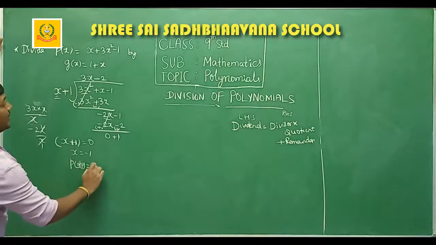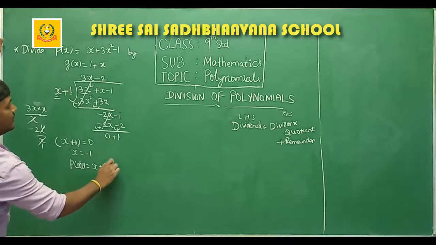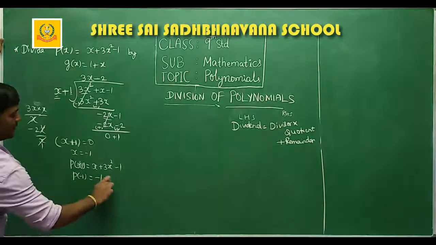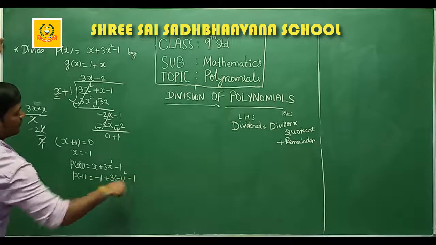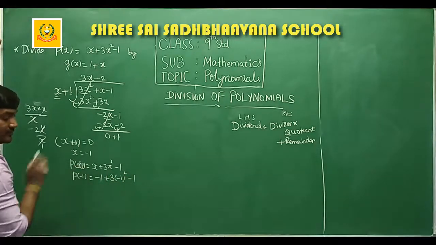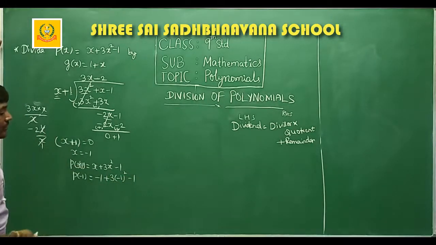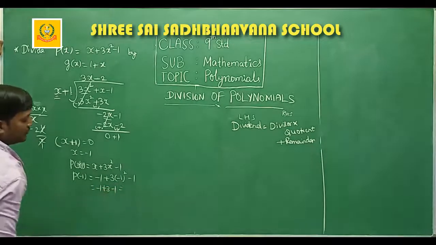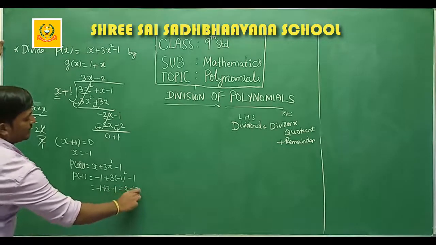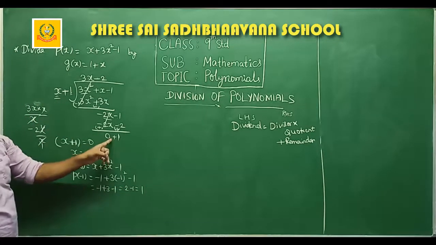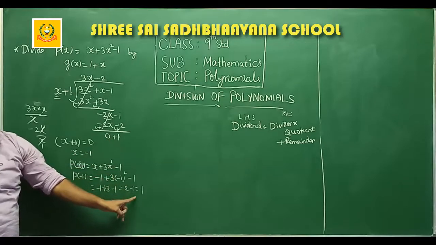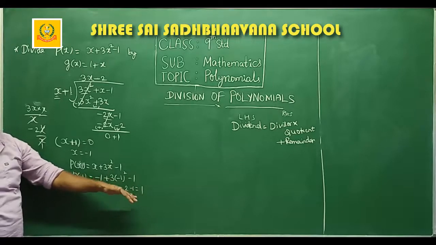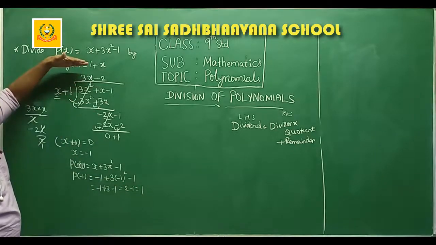Actually, p of x is x plus 3x square minus 1. What is p of minus 1 here? It is minus 1 plus 3 into minus 1 square minus 1. Wherever x is there, I substituted minus 1. So minus 1 plus 3 minus 1, which will give you 2 minus 1, which is 1. See what remainder you got? You got the same remainder here also. Here itself you can conclude that your result is correct.